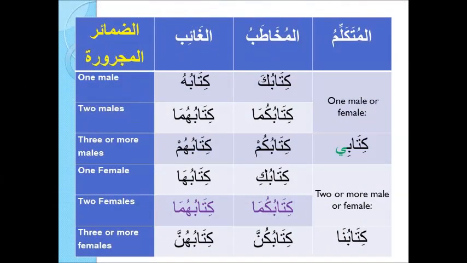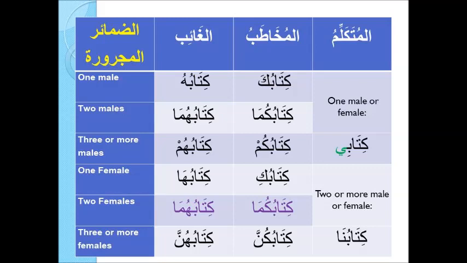We looked at the majroor attached pronouns. For the first person, المتكلم, one male or female, كتابي, and two or more male or female, كتابنا. المخاطب, the second person, كتابك, كتابكما, كتابكم, كتابك, كتابكما, كتابكن. And the third person, الغائب, كتابه, كتابهما, كتابهم, كتابها, كتابهما, and كتابهن.